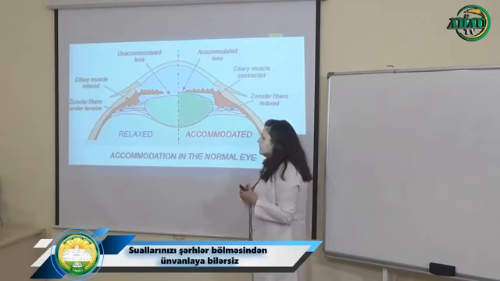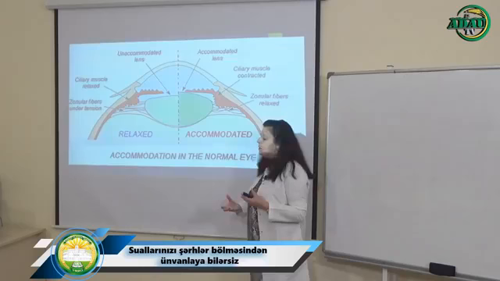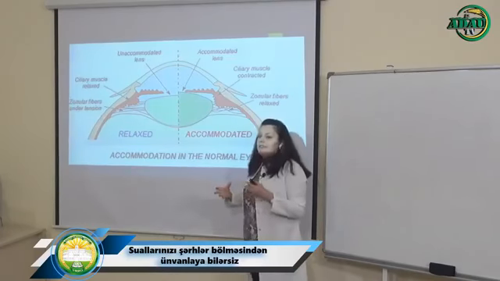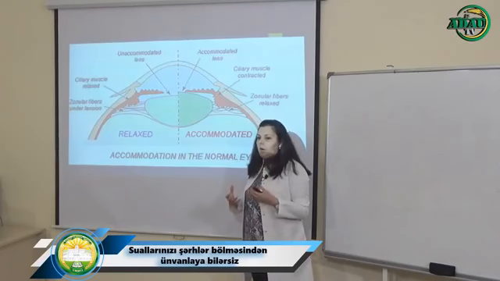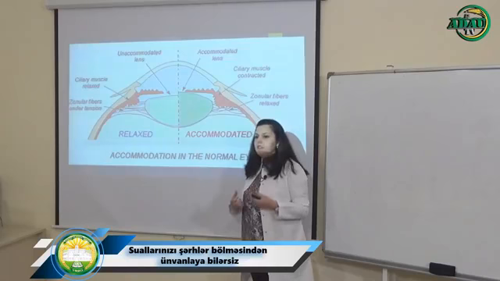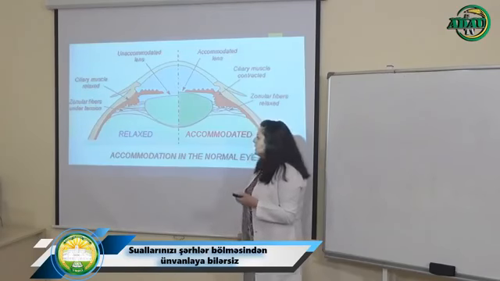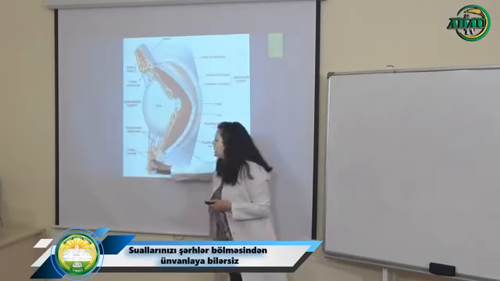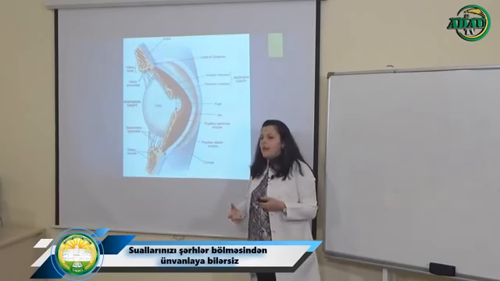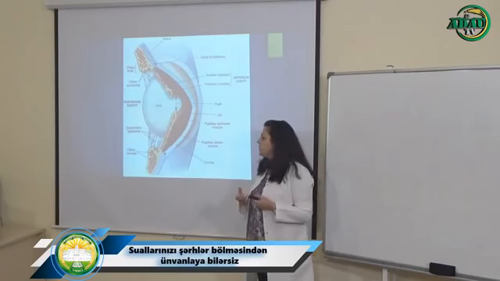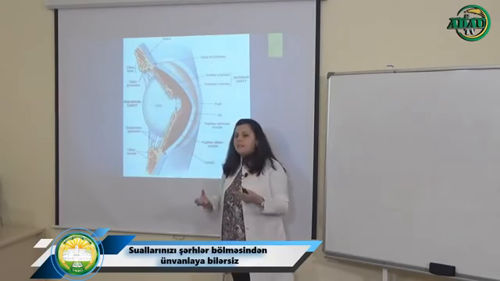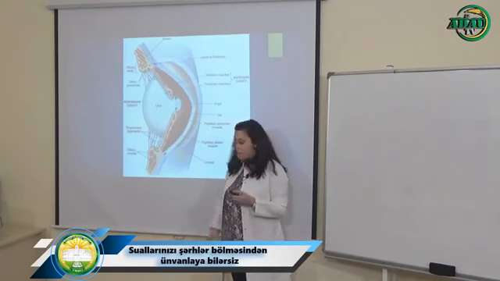Because of this process, which is called accommodation, the lens can provide the adaptation of our eye to near vision and to distant vision. Inside the ciliary body, there is the ciliary muscle, musculus ciliaris. This musculus ciliaris can contract, and the contraction can change the tension of these suspensory ligaments, and as a result, the lens can change its shape.